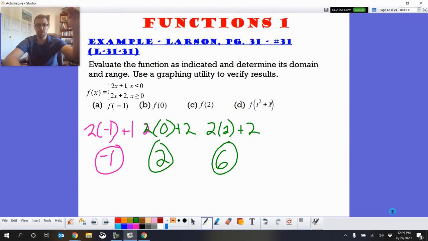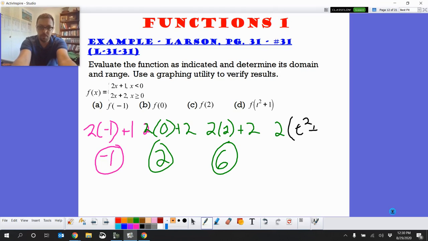It is bigger than 1 because it's been plus 1. So I know whatever this happens to be, it's got to be positive. So I'm going to do the second thing. If you need to hear that explanation again, you might want to rewind the video. So we're going to do 2 times t squared plus 1, and then we're going to plus 2. So this turns out to be 2t squared plus 2 plus 2, which is 2t squared plus 4.